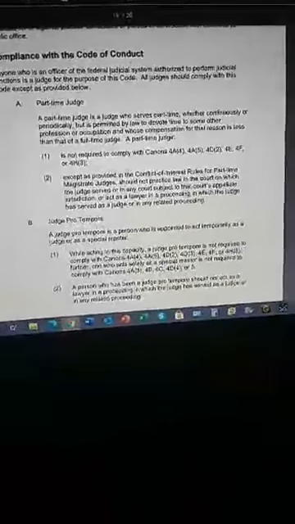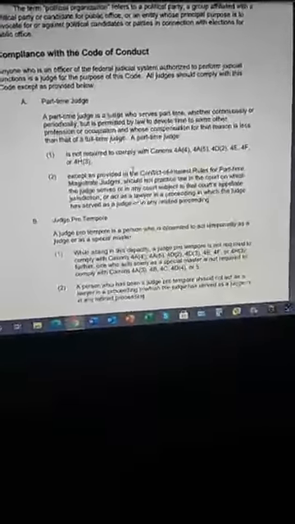Okay. So here's the problem I have with this right here. We have a part-time judge who they don't want to hold accountable, and it says right here, is not required to comply with canons 4A(4), 4A(5), 4D(2), 4E, 4F, or 4H(3). And it's like, okay, what do you want? Why are they even a part-time judge if they can't comply with those canons? If they can't comply with all the canons, they shouldn't even be a judge.